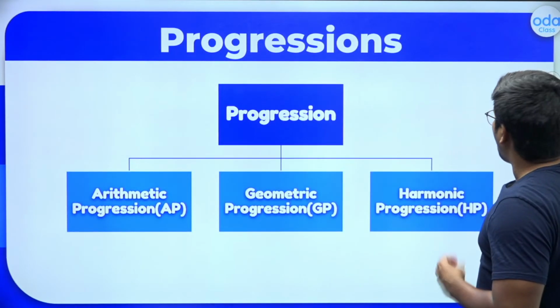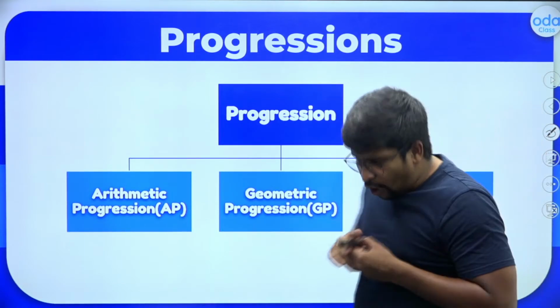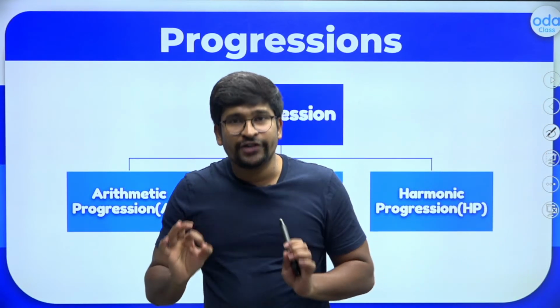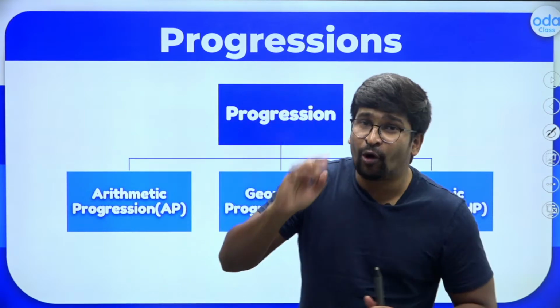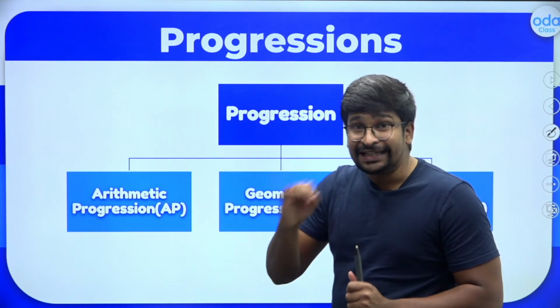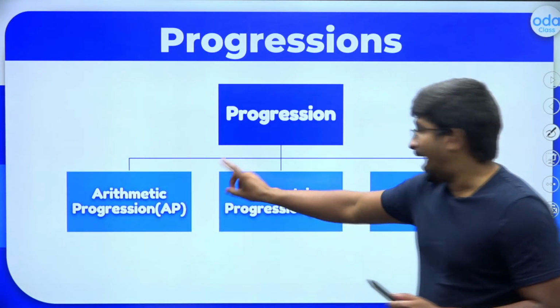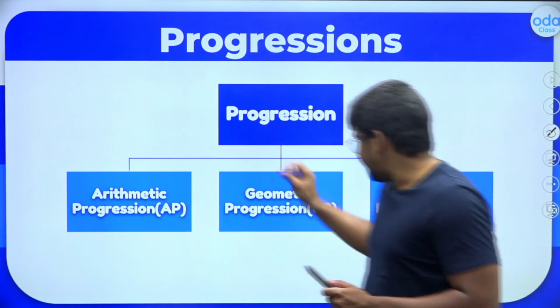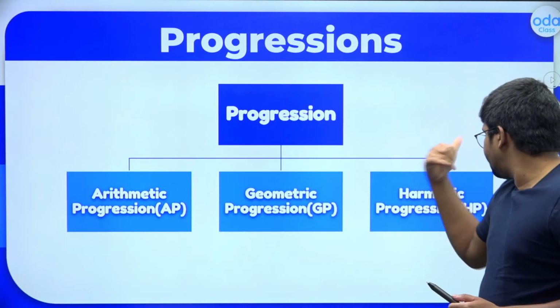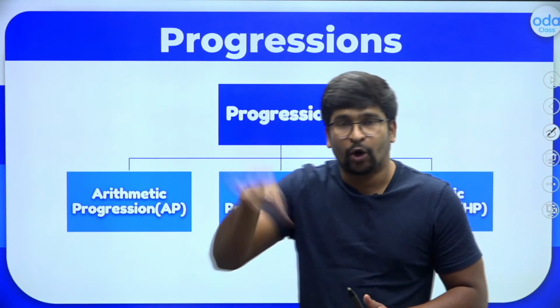Okay, so the progression part is clear to you. Now, within progressions also, there are 3 types of progressions mainly. There are 3 kinds of progression which we have to discuss. First one is called arithmetic progression. Second is called geometric progression. Next, it's called harmonic progression.